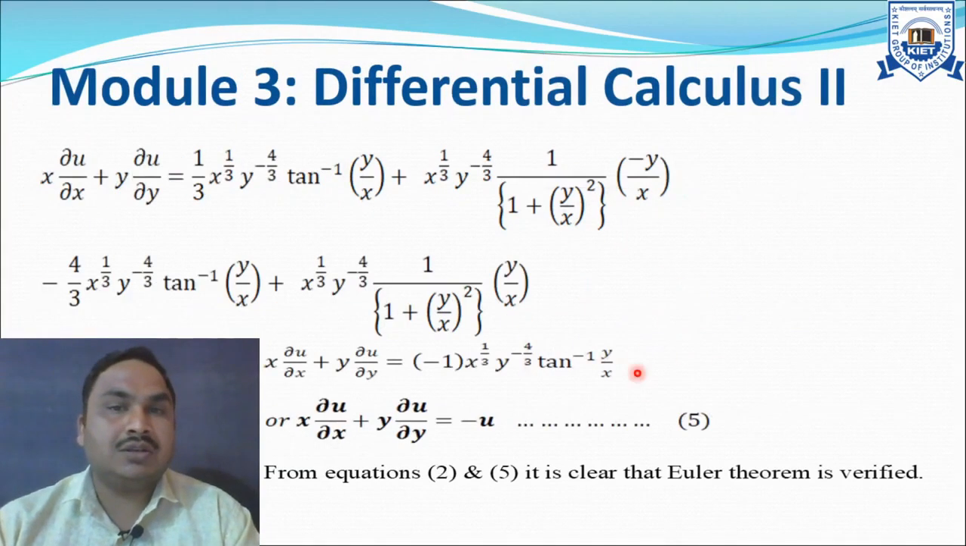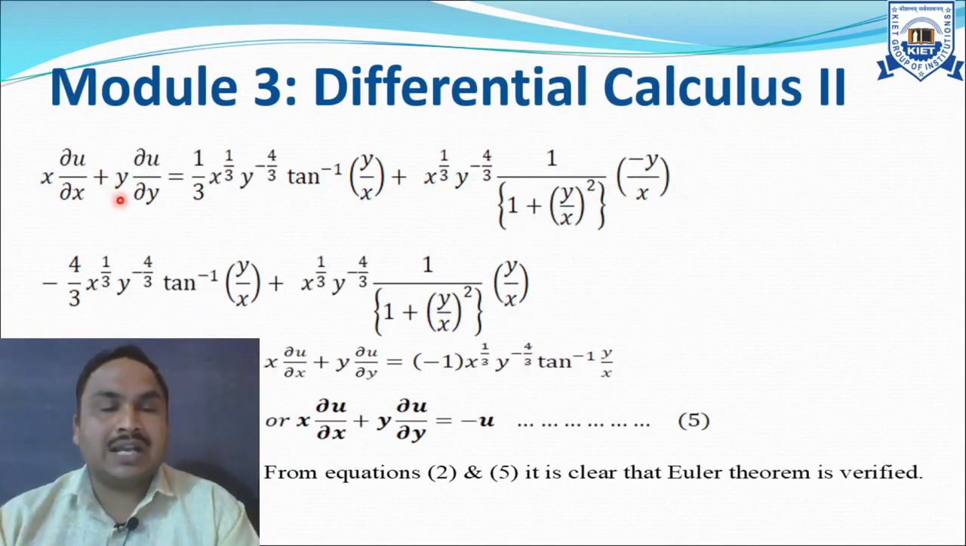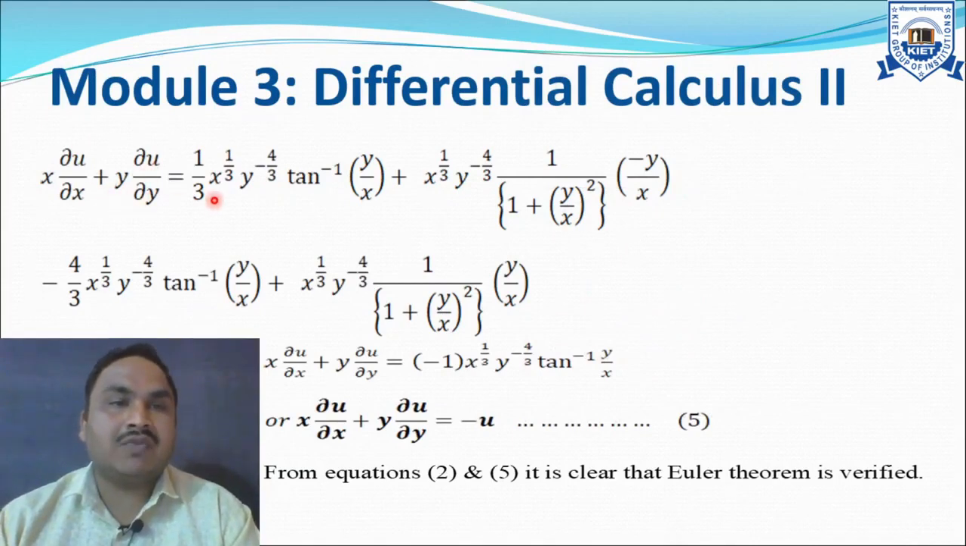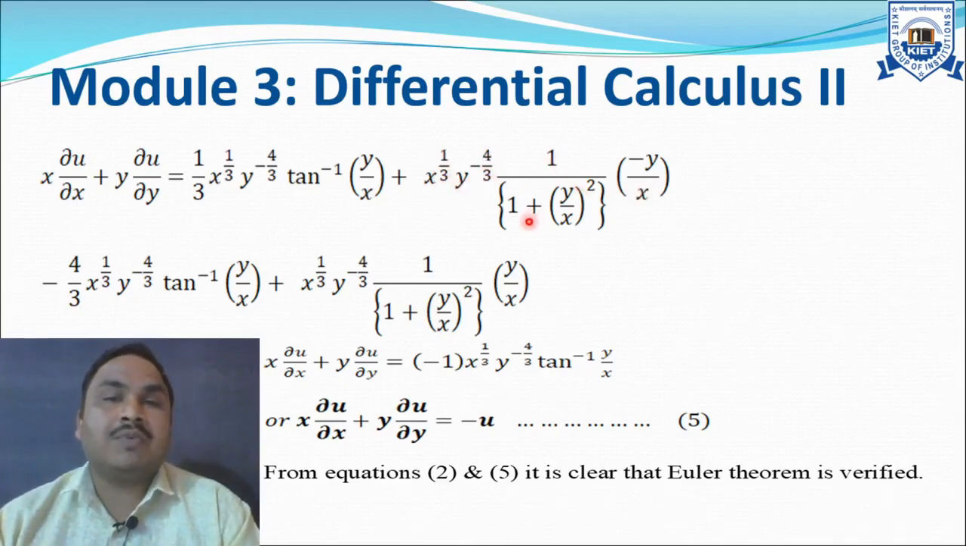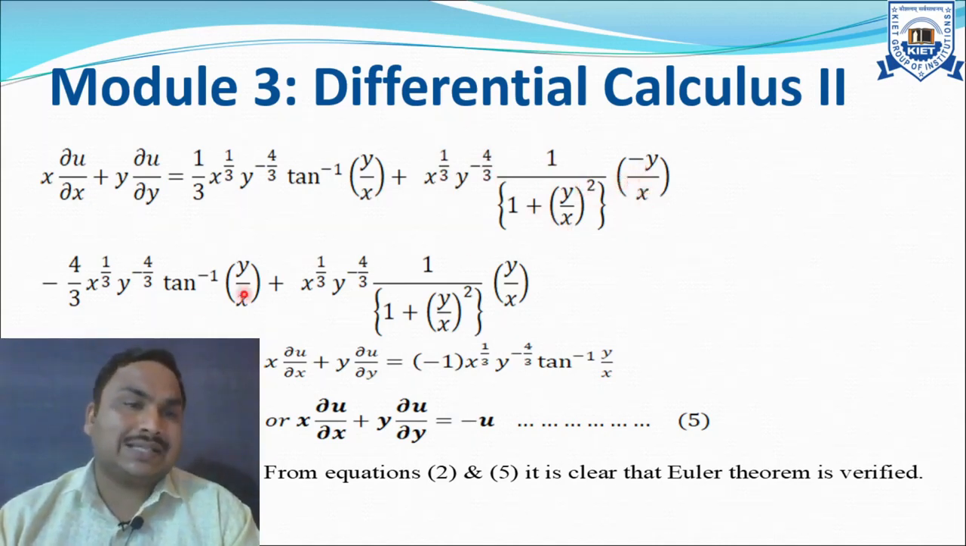x as shown here. x del u by del x plus y del u by del y equals 1 by 3 x raised to the power 1 by 3, after multiplication with x, y raised to the power minus 4 by 3 tan inverse y by x. In the last term, this is the change. So x raised to the power 1 by 3, y raised to the power minus 4 by 3, 1 upon 1 plus y over x whole square, the product we have is minus y over x.